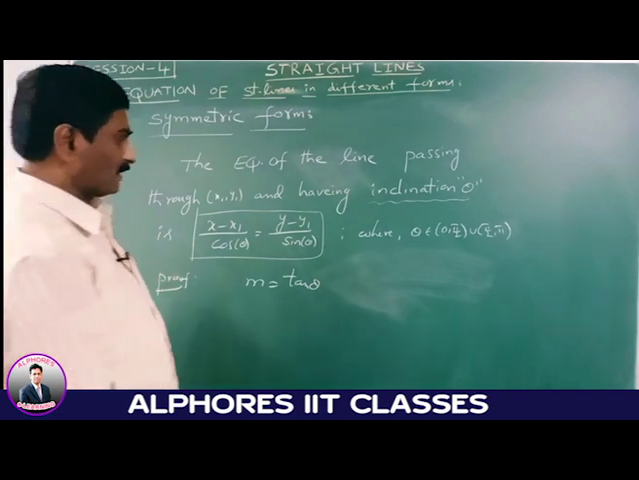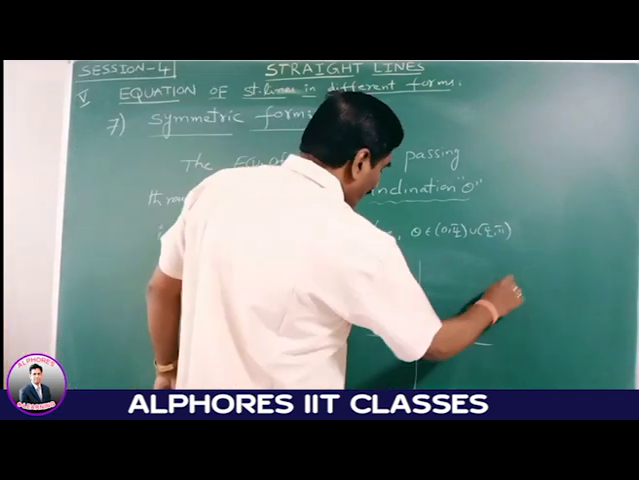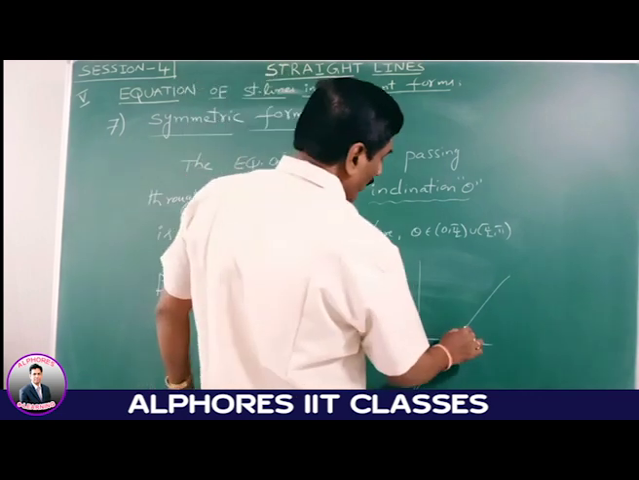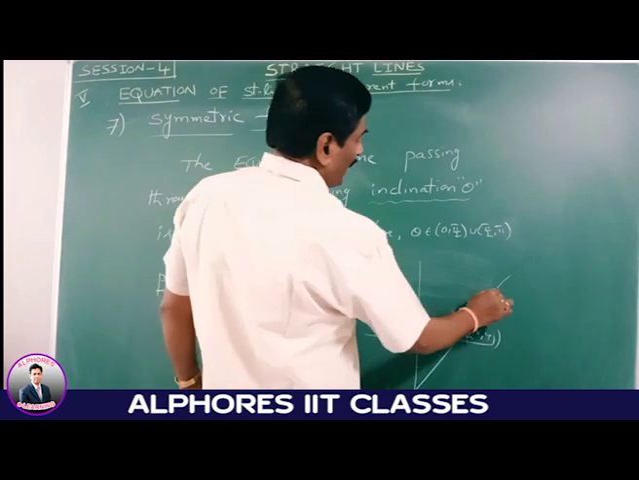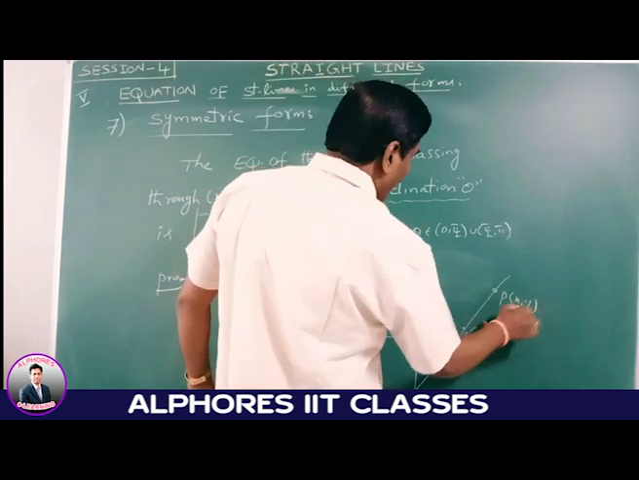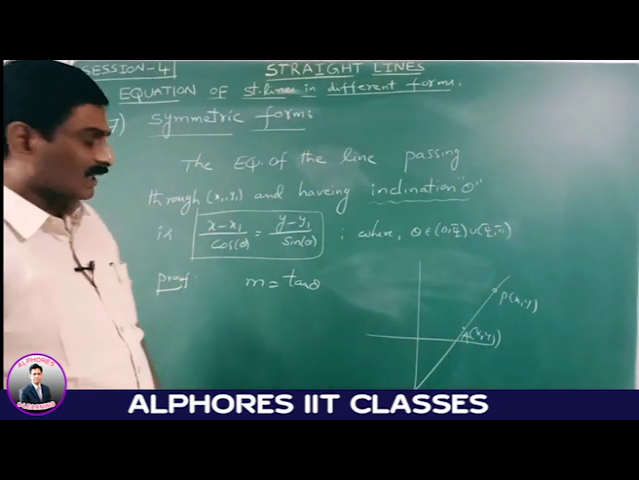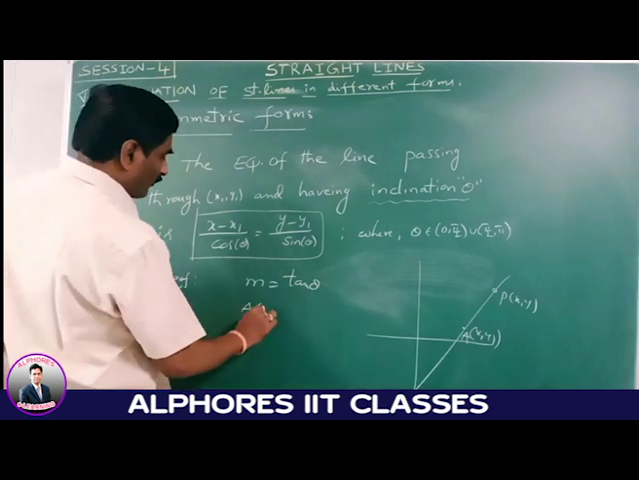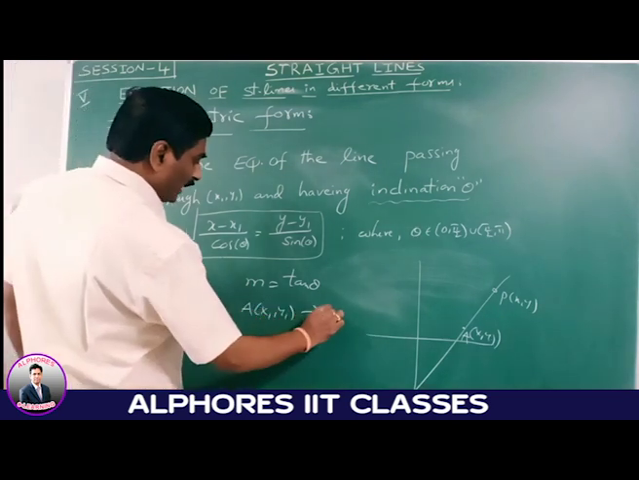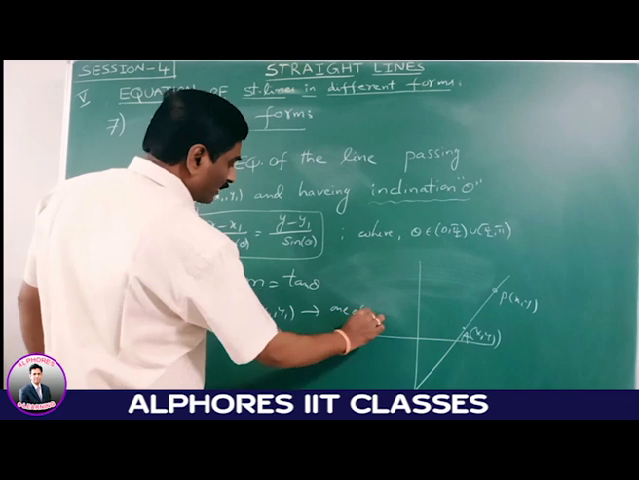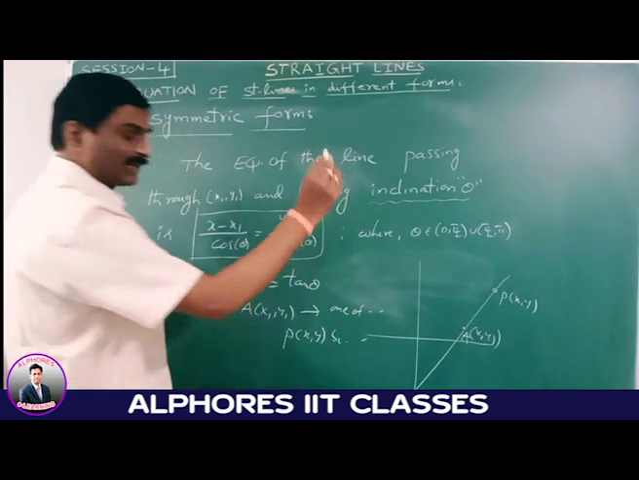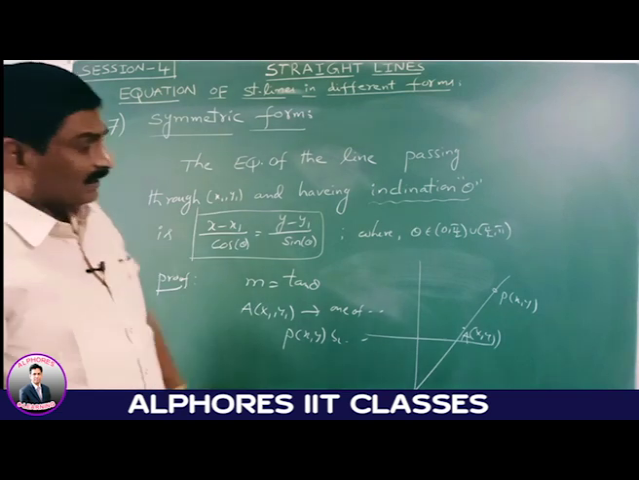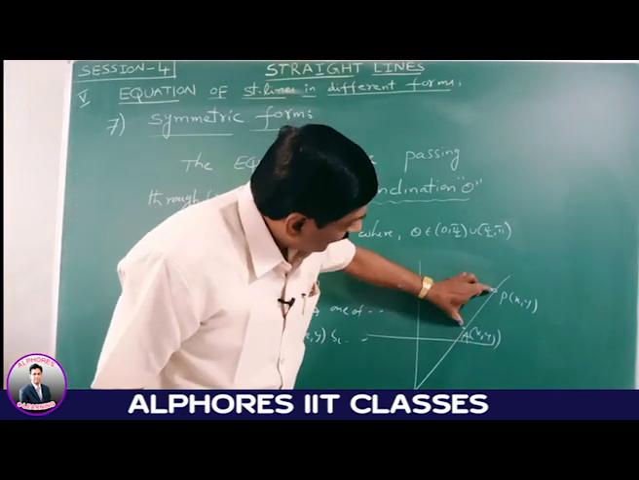Okay. Next, in this case, P(x1, y1) is one of the points. Say this point is A. Let us assume P(x, y) is any point on the same line. A(x1, y1) is one of the points on the line, and P(x, y) is any point on the line. Okay. Then A and P both lie on the same line.